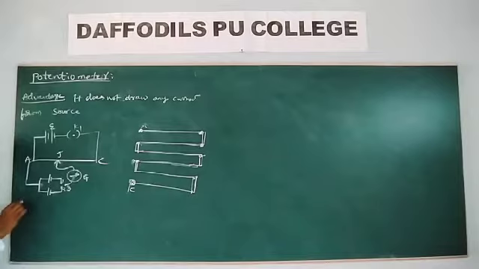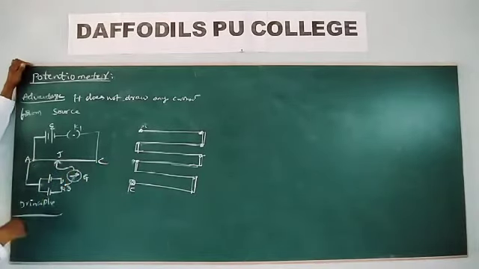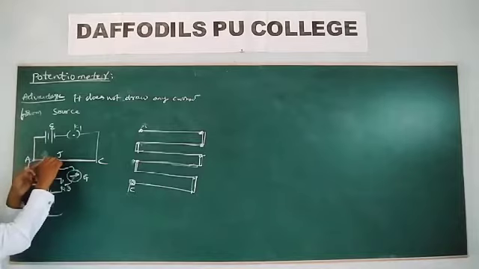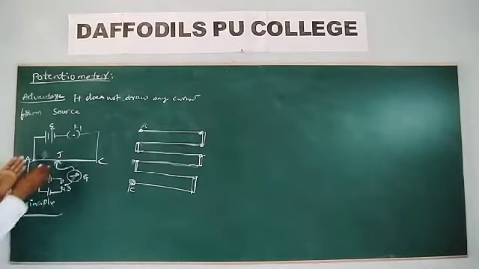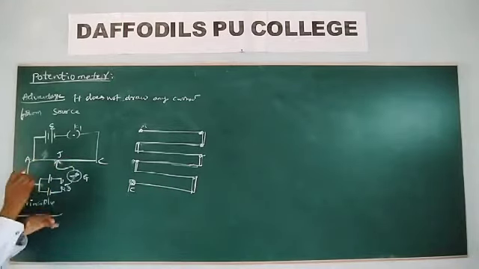What is the principle of this potentiometer? The potential drop across any portion of the wire: the more the length of the wire, the more the potential drop. Balancing length means the length of the wire at which the galvanometer does not show any deflection. So the principle is that the potential drop across any portion of the wire is directly proportional to the length of that portion. The more the length, the more the potential drop, and the less the length, the less the potential drop.